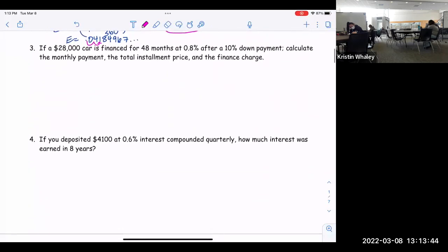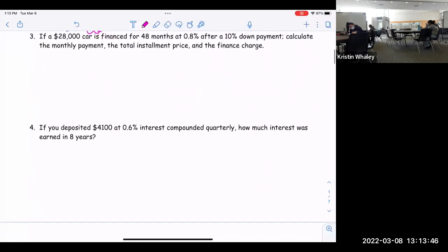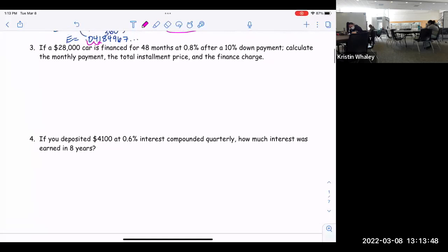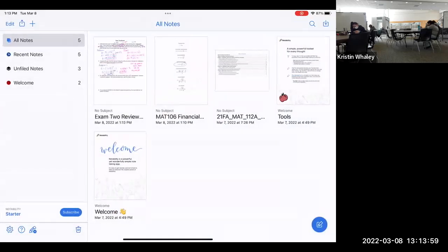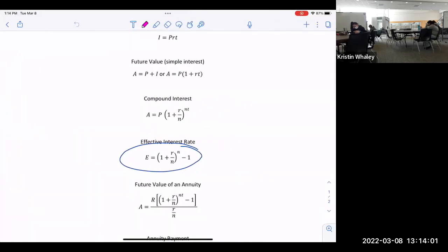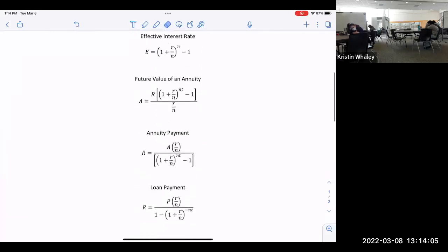All right, so we're going to continue to look at some example problems and things you might see from the financial sections. A lot of what's tough about these problems is deciding what formula to use when. We've got our formula sheet, we've got lots of stuff to choose from here. So how do you know which formula to use for what problem?